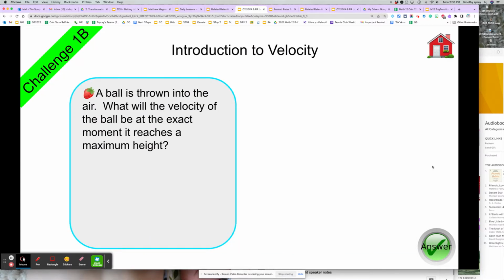Okay, a ball is thrown into the air. What will the velocity of the ball be at the exact moment it reaches its maximum height? So, maybe drawing a picture here might be helpful. So if it's thrown up and it comes back down, they're wondering, what's the velocity right there? Hopefully when you see this picture, you're like, wow, okay, that makes sense to me. It had a speed to get us to that point, but at a certain point it starts slowing down, and actually it flattens out at 0 for an instant there before it comes back down.